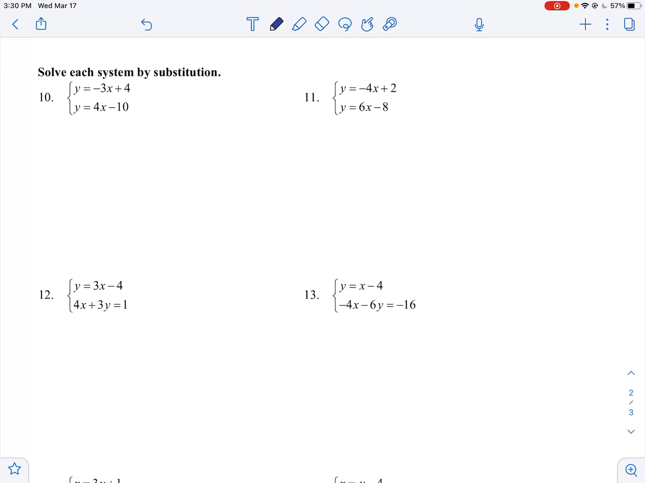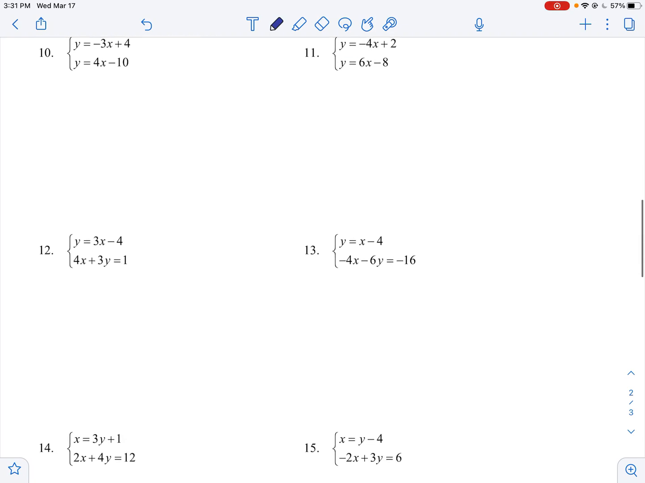Alright, this is the 8.2 notes day 2, so we're going to do numbers 10 through 15, and we are solving systems of equations by substitution. On these, instead of giving you y equals a number or 3 times x, they give you two equations that are y equals mx plus b to start off with.